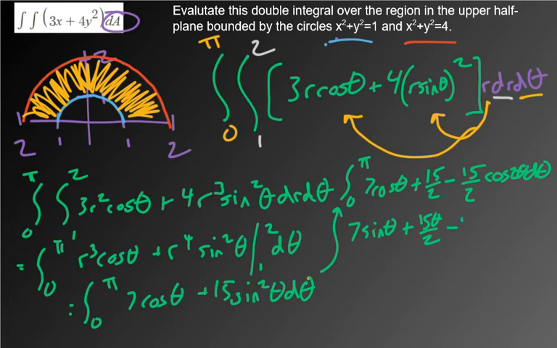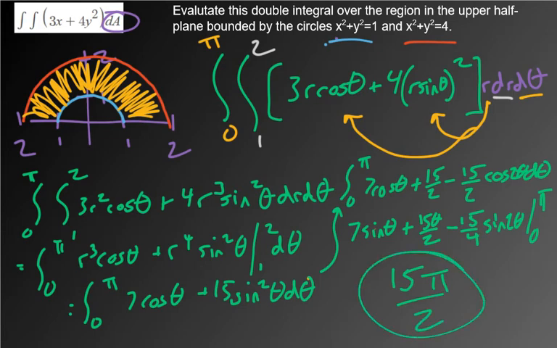And then minus 15 over 4, because you're dividing by the 2 from in there. 15 over 4 is sine 2 theta. And then if you evaluate that from 0 to pi, you should just get 15 pi over 2. Okay. But yeah, this is a good example of one that is definitely much easier with a switch to polar.